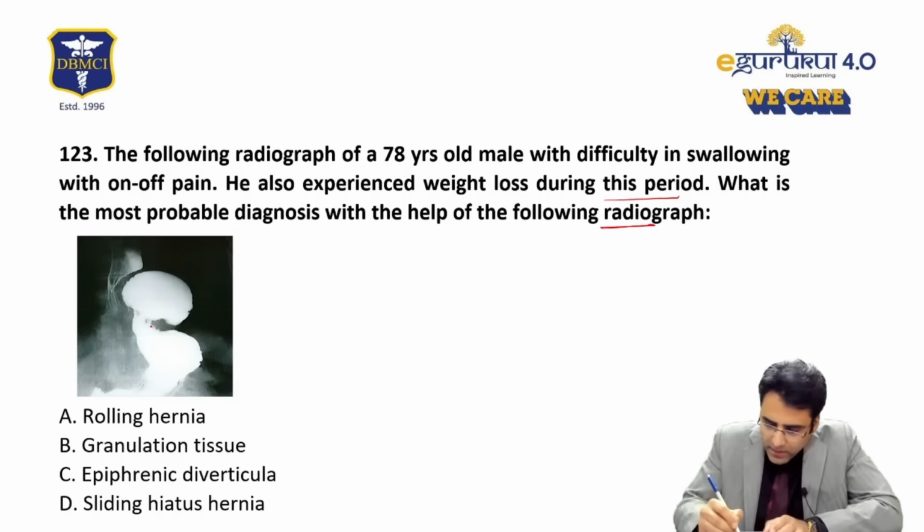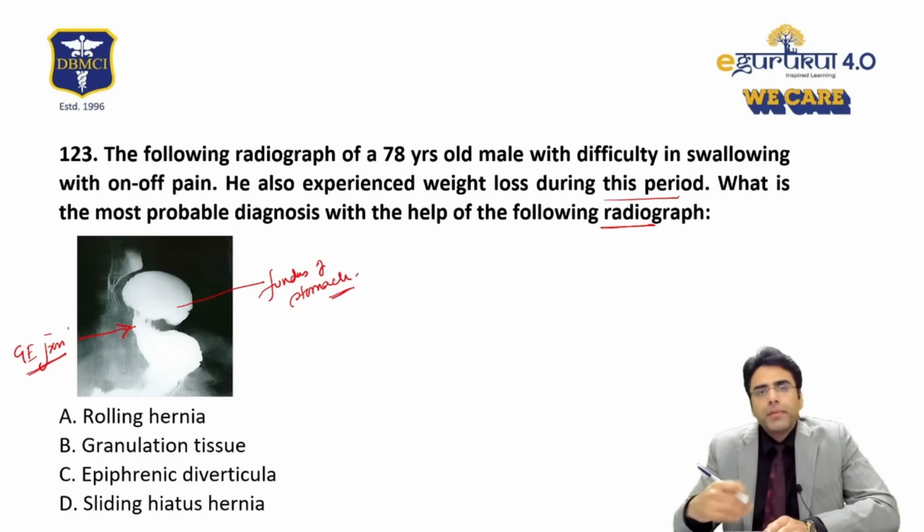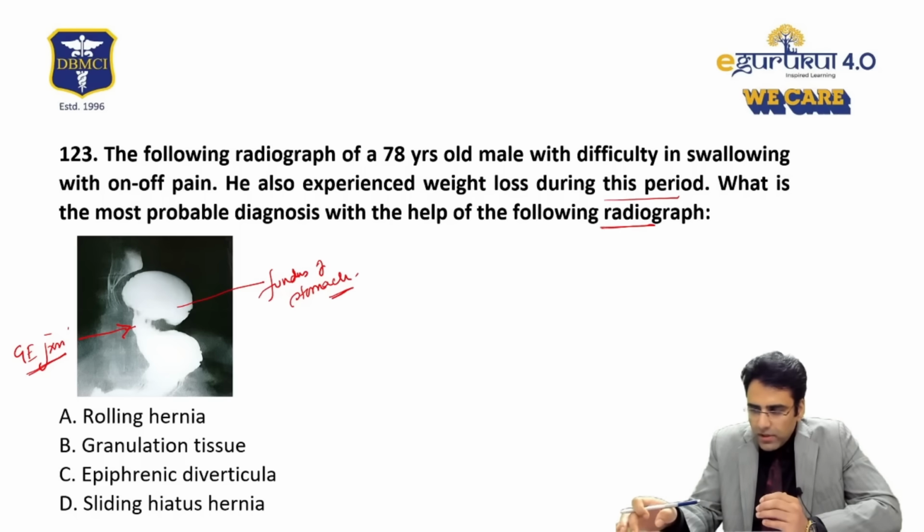Now, if you see, this is the radiograph. This is gastroesophageal junction. Clear? And this is fundus of stomach. Now, fundus of stomach has come into the mediastinum. That means it is what? It is rolling type or paraesophageal type of hiatus hernia. Now, let us have a look at different types of hiatus hernias. Then we will come on to the options.